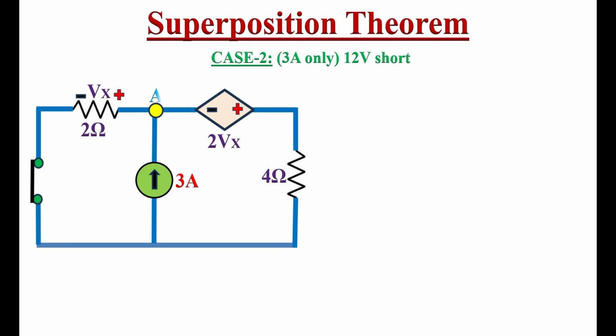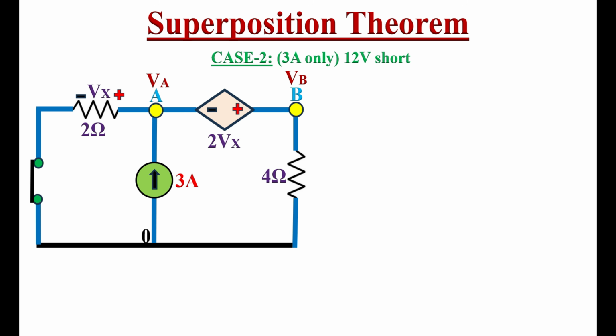We will label this main node as A and the node above the 4 ohm resistor as B, and here the bottom wire is our 0 volt reference. Here we label the voltage at node A as VA and the voltage at node B as VB. First, let's identify our voltages.